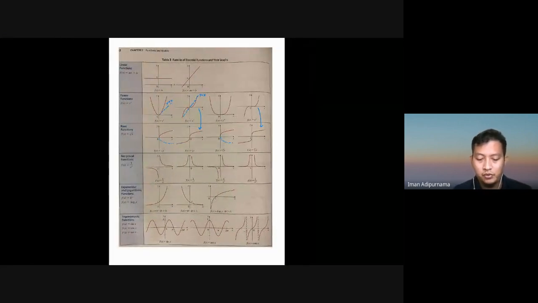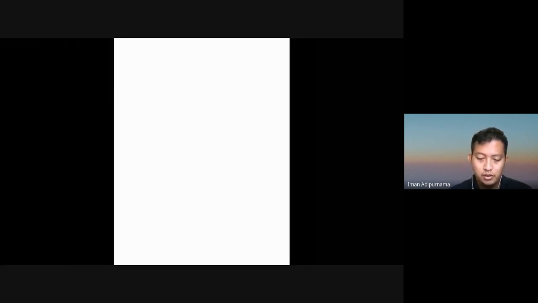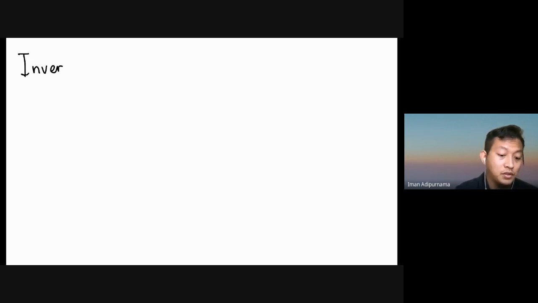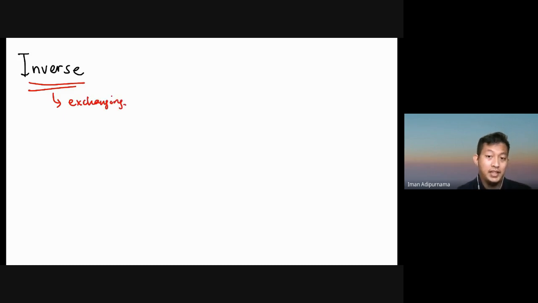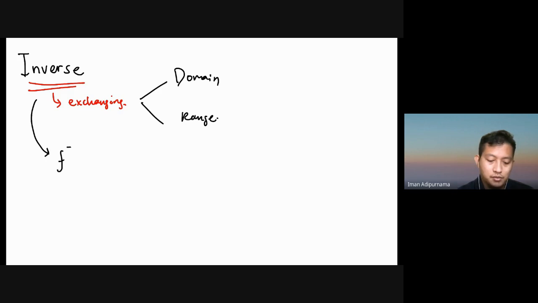Okay, now as I mentioned before, we will talk a little bit about inverse, before we jump into the limit in chapter 2. Okay, so inverse. Basically, the word inverse is defined as exchanging something, right? So in this case, what are exchanged? We have domain in our function, and we have range. So basically inverse, we usually use this symbol for a function, f with inverse, which means this is a function that has exchanged its domain and range. So domain becomes range and range becomes domain. That's a simple way to say it.